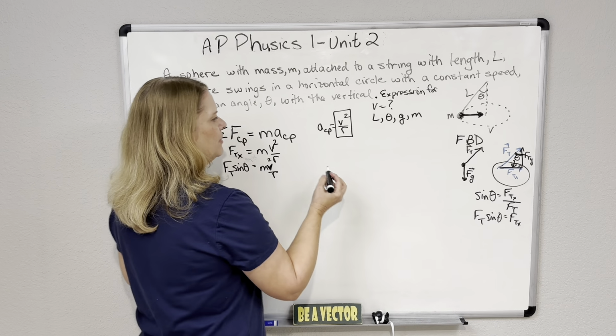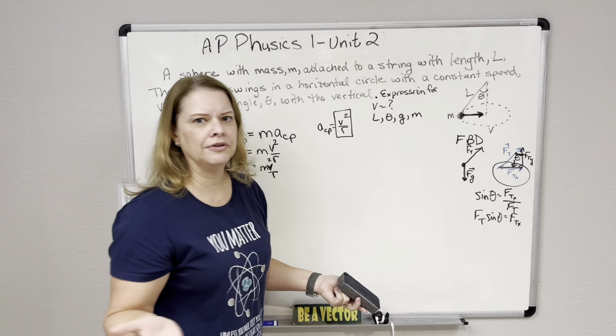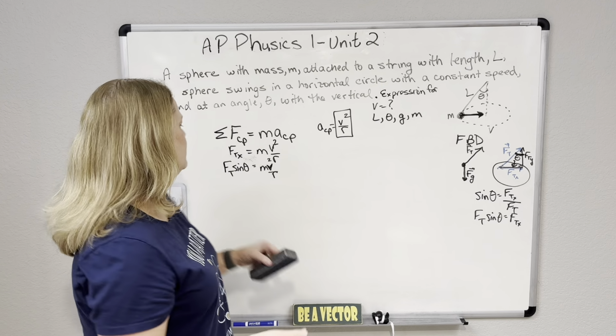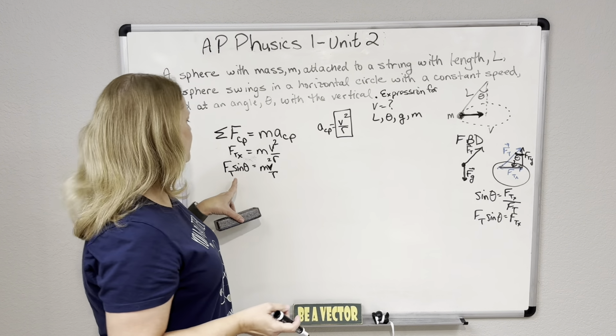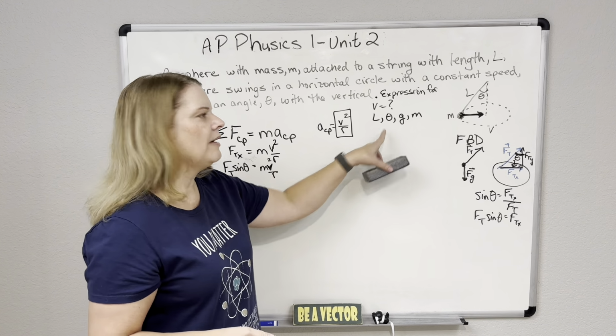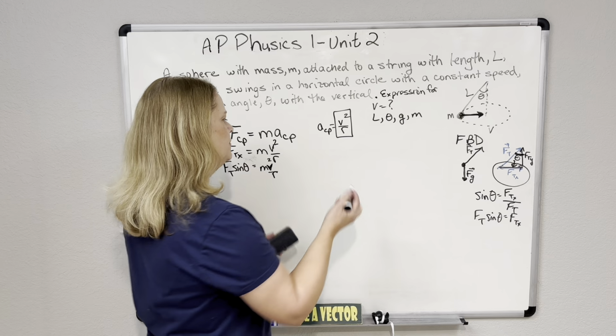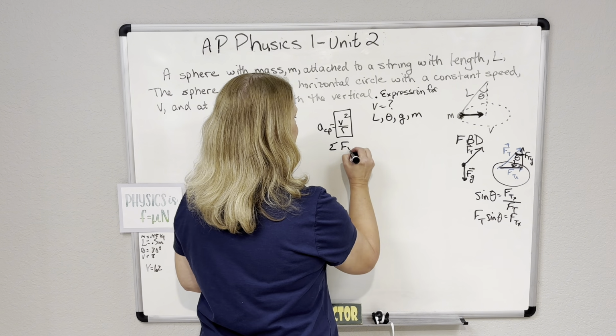So here's what's going to happen. We're like, well, I don't know. The only other thing I can do is sum forces in the y. They didn't give me the force of this tension. It's going to be in my expression, but they don't allow it. So what else do I do? I'm going to sum forces in the y.